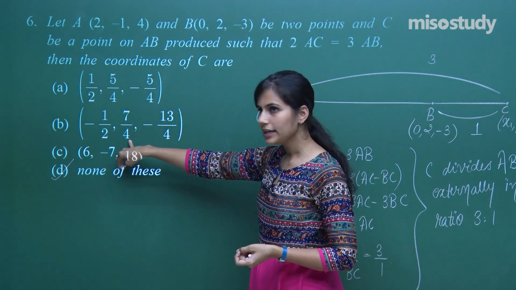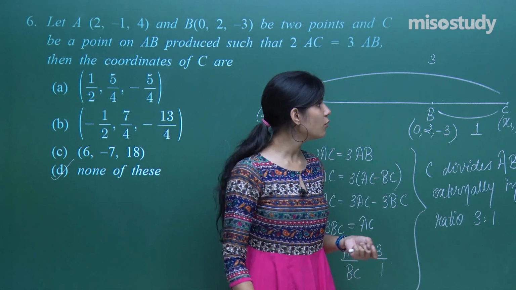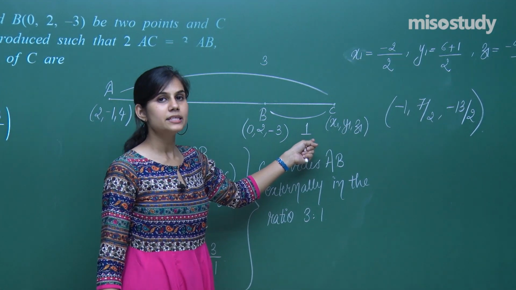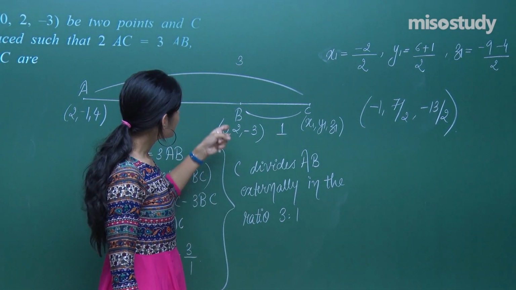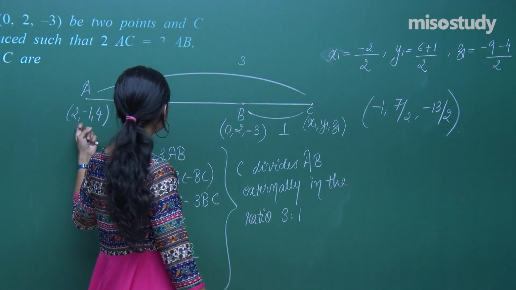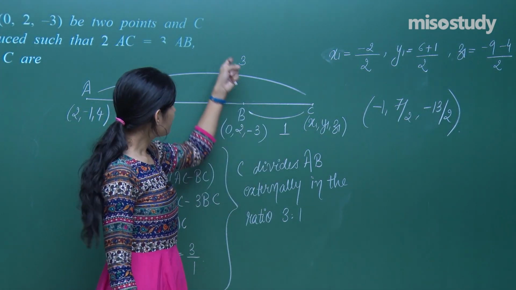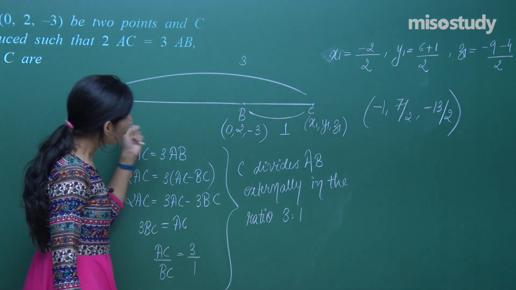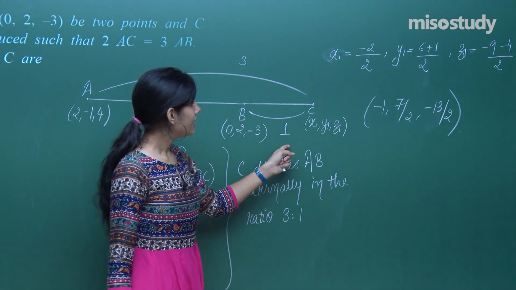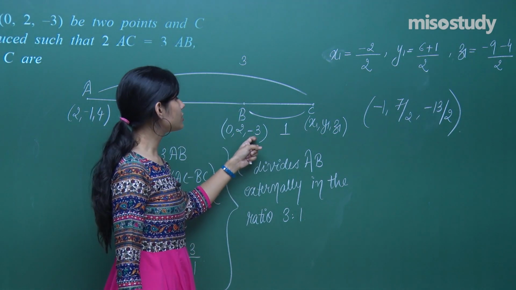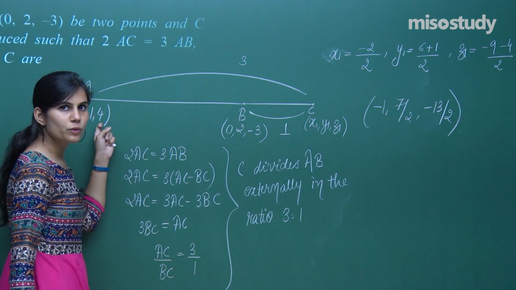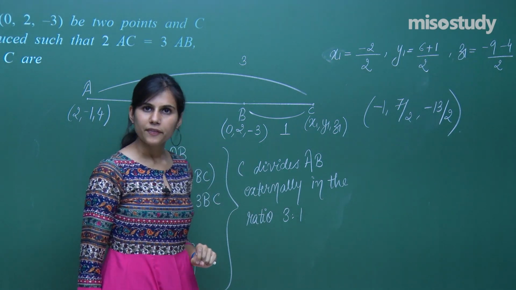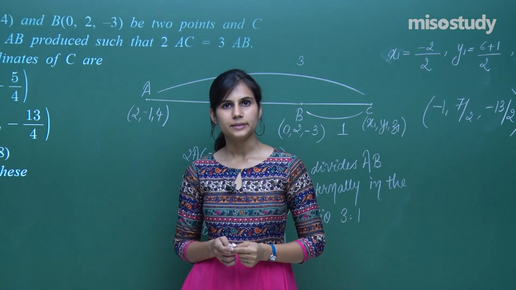Here you should have 7 by 2 and not 4, because here what we do is we basically take 3 minus 1 and not 3 plus 1. That happens in internal division. So you have 3 times 0 minus 1 times 2 whole upon 3 minus 1. Then 3 times 2, which is 6, minus 1 times minus 1, which is plus 1, whole upon again 3 minus 1. In the last you have 3 into minus 3, which is minus 9, minus 1 into 4, which is minus 4. So minus 9 minus 4 whole upon again 3 minus 1, that is 2, and that is how you get the coordinates of point C.